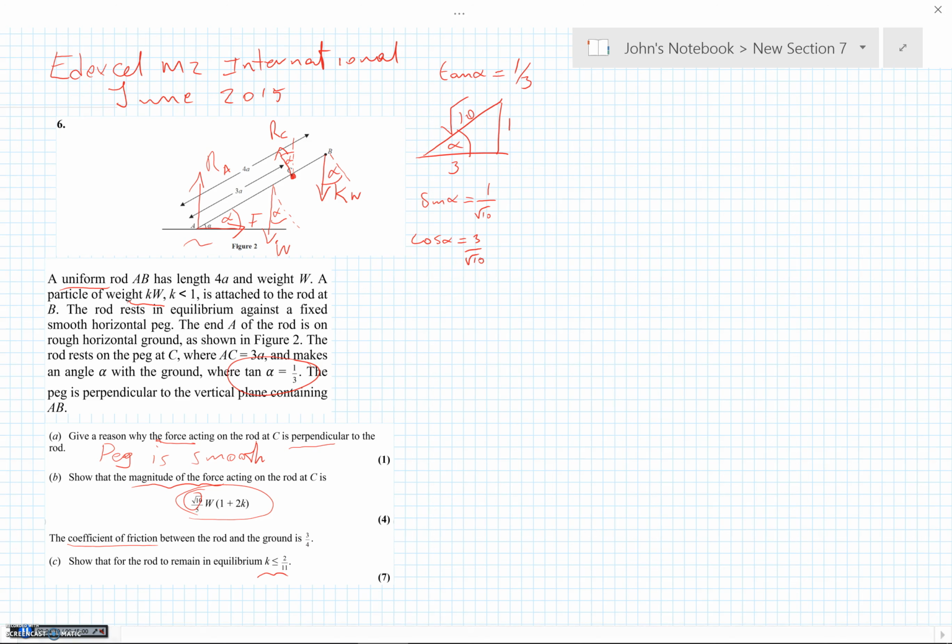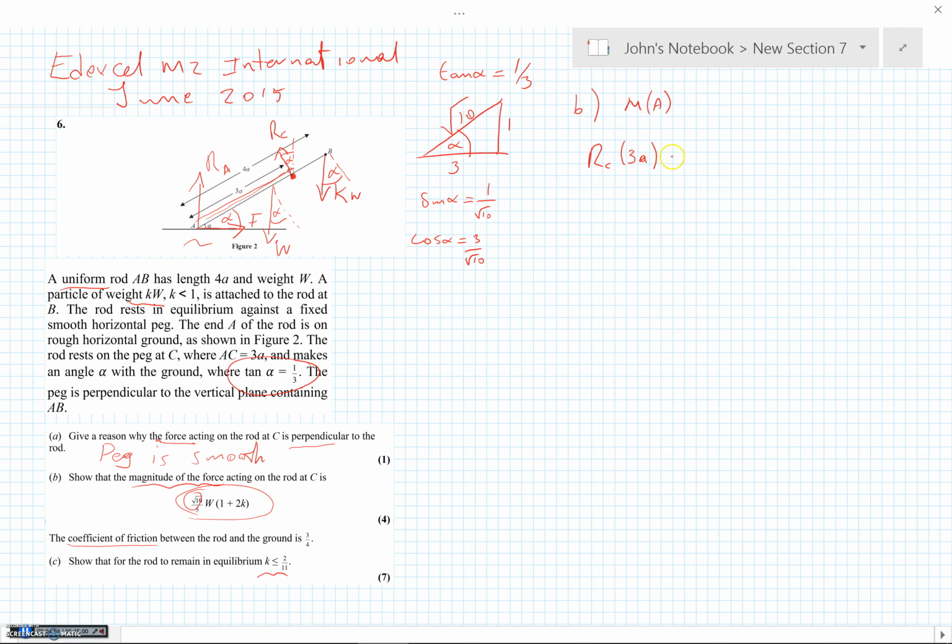Now, we're doing part B. If we take moments about the point A, as I said, let's work out the R bit, because that's the bit that's going anti-clockwise. That's just RC times 3a, because that length is 3a.